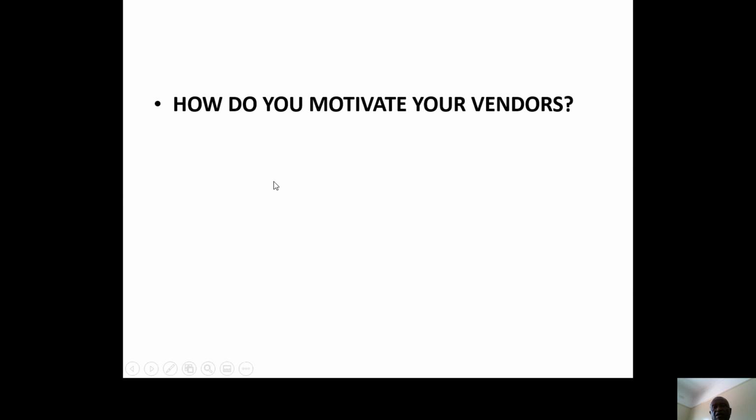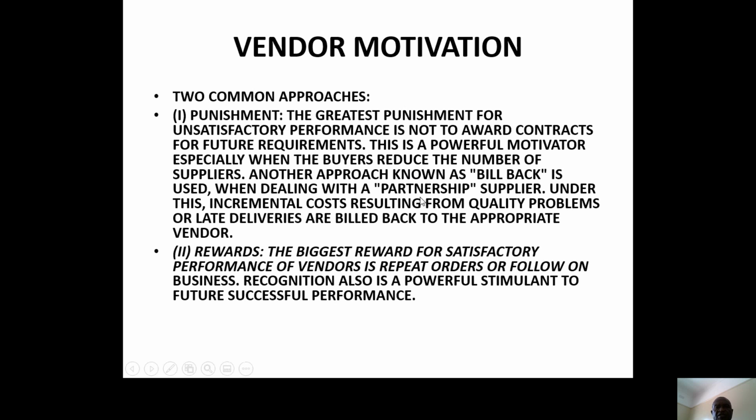Then how do you motivate your vendors? You tell me. You can just put down the answer. And then compare with what I have here. I have just two approaches. Punishment. Punish them. This is a powerful motivator, when the buyer reduces the number of suppliers.